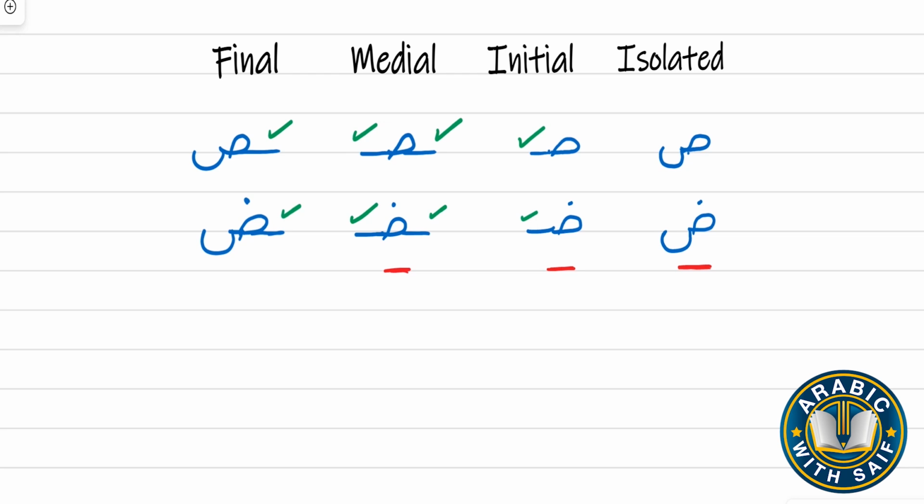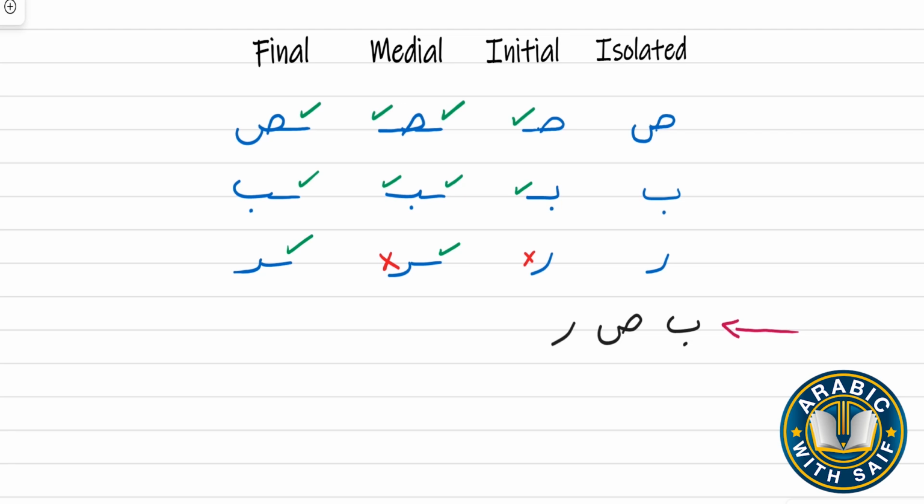If Daad is in the middle of a word, it will also be the same as Saad with a dot on top, allowing it to connect letters after and before. If Daad is at the end of a word, it will be the same way as Saad, allowing it to connect any letter before.